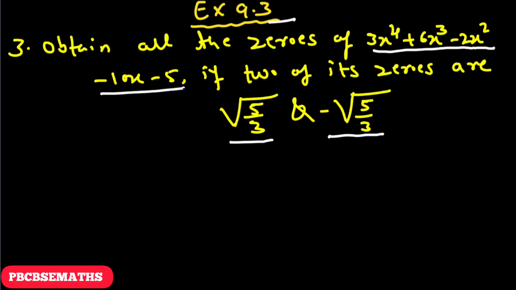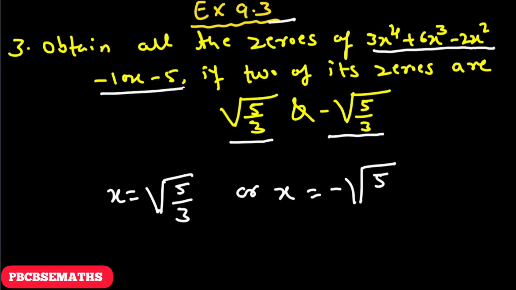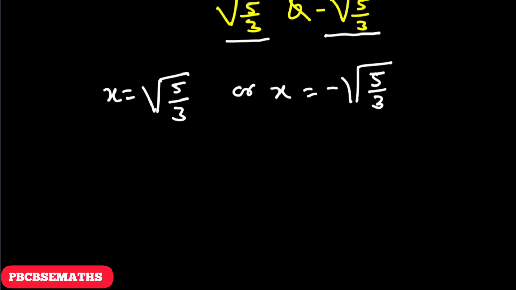This polynomial is of degree 4. So it has 4 zeros. Out of those 4 zeros, already we are given 2 zeros. We have to find out the remaining 2 zeros. So let's do that. Let me write the first 2 zeros. One is x equals square root of 5 by 3, and the second one is x equals minus square root of 5 by 3. Let's shift these two to the other side of the equal sign.